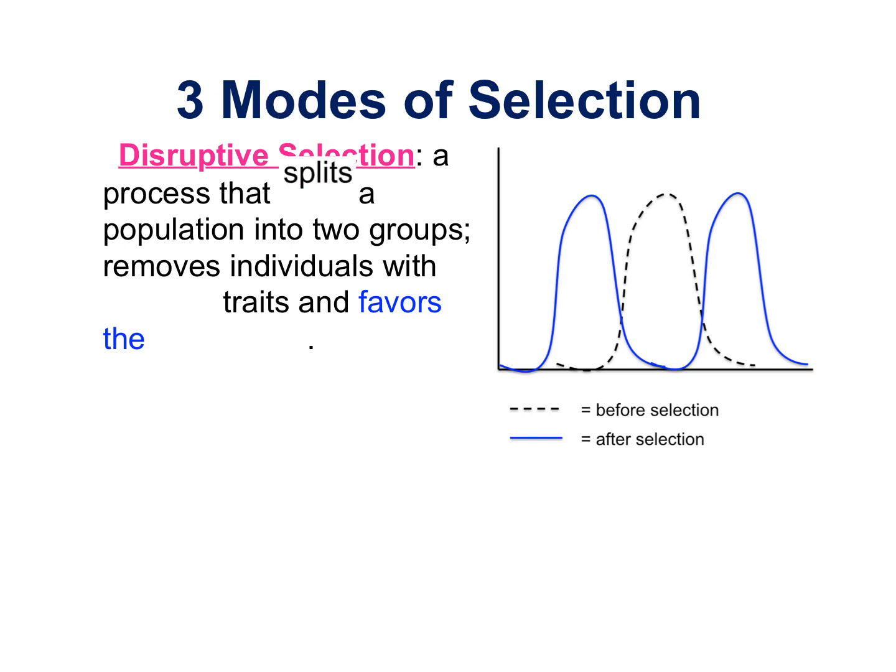The next type we have is disruptive selection. And this is a process that is going to split a population into 2 groups, and it is removing the individuals with average traits in favor of the 2 extreme traits. So if we look at our bell curve over here, normally we would have this distribution down the middle with most common being just the average middle type. But in disruptive selection, we're now selecting for these 2 ends.